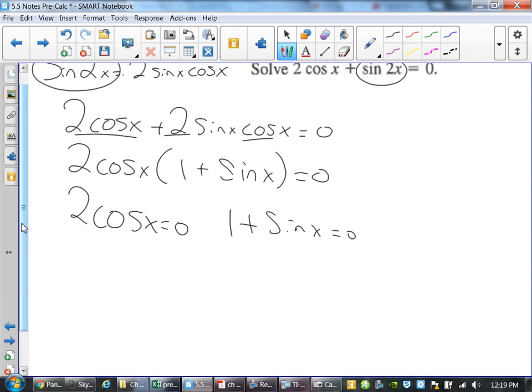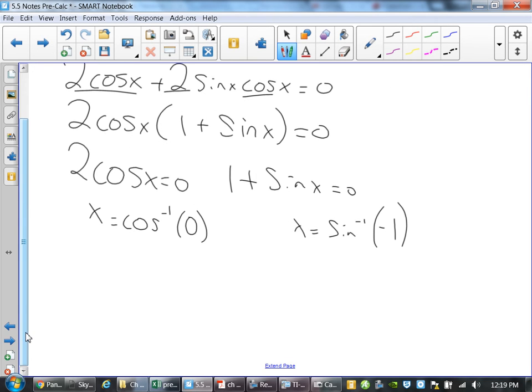So again, go back to here, you have what angle has a cosine value of 0, and what angle has a sine value of -1. What angle gives you a cosine value of 0? pi over 2 and 3 pi over 2. So pi over 2, 3 pi over 2. What angle gives you sine value of -1? 3 pi over 2.